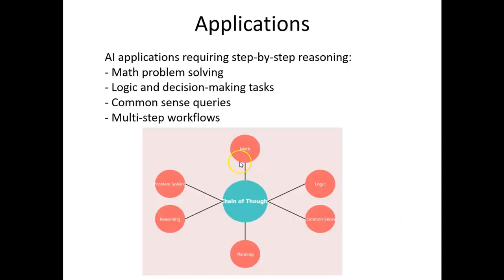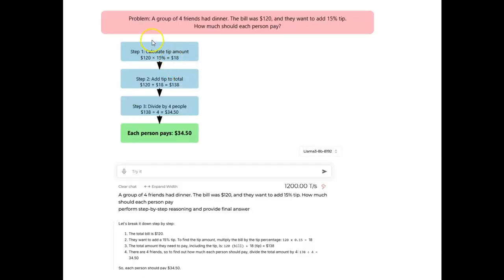Now let's talk about where COT is applied in the real world. We can use COT for solving math problems, for handling logic and decision-making tasks, for answering common sense queries, and for multi-step workflows. Let's see a problem where we can utilize COT. The problem is: a group of 4 friends had dinner. The bill was $120 and they want to add a 15% tip. How much should each person pay?